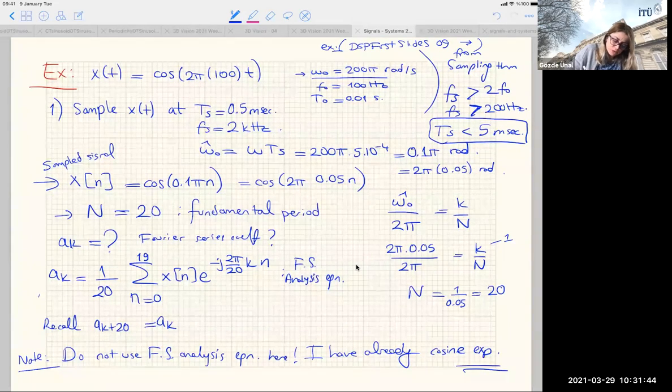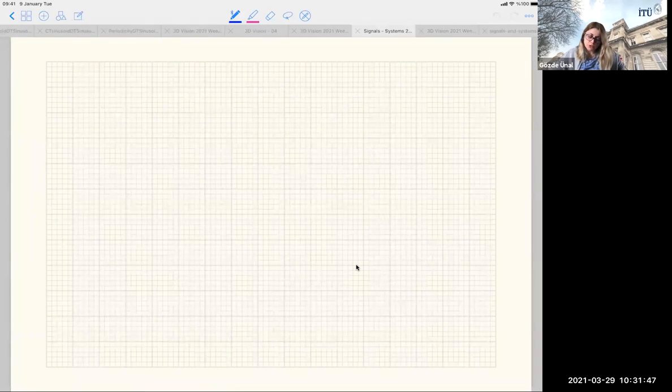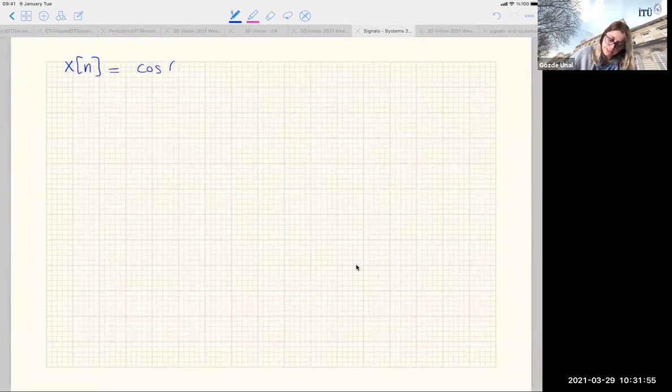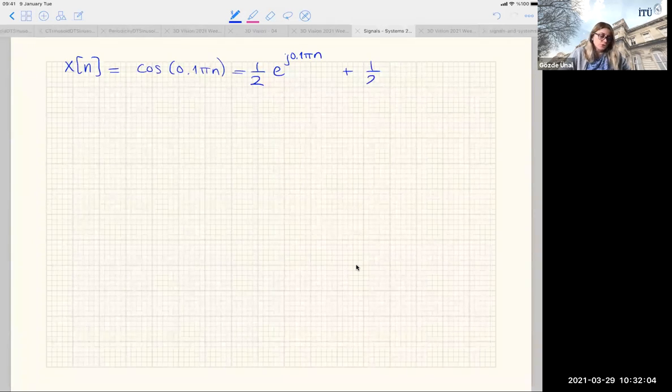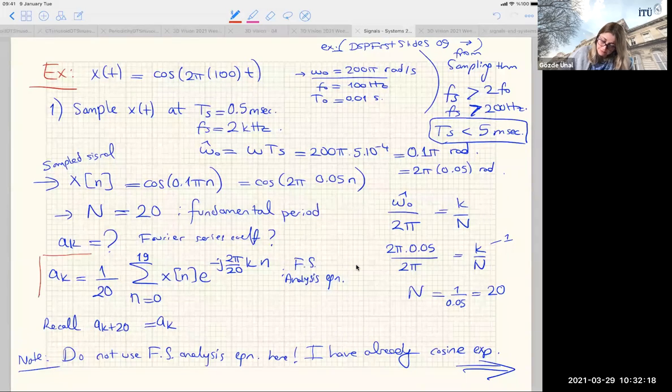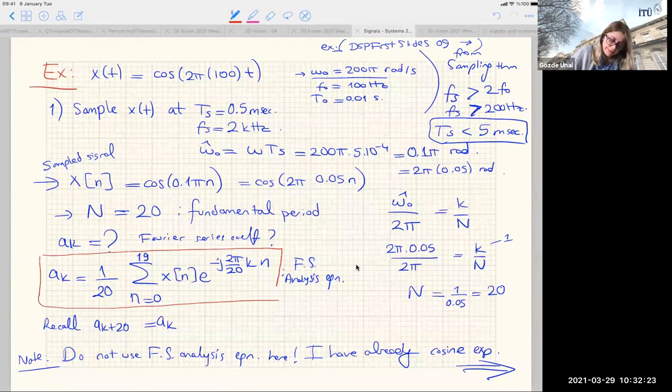So x of n, remember, was cosine 0.1 pi n. This is equal to 1 over 2 e to the j 0.1 pi n plus 1 over 2 e to the minus j 0.1 pi n. This is important, so you see which terms are non-zero. I have 20 unique terms, and they repeat every 20.